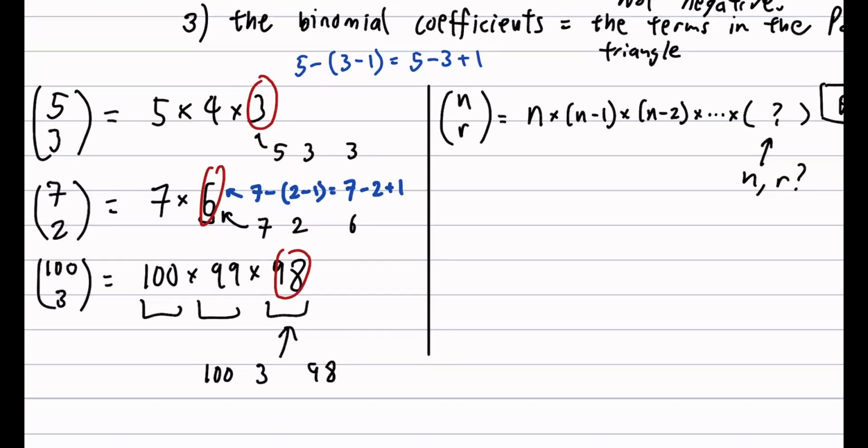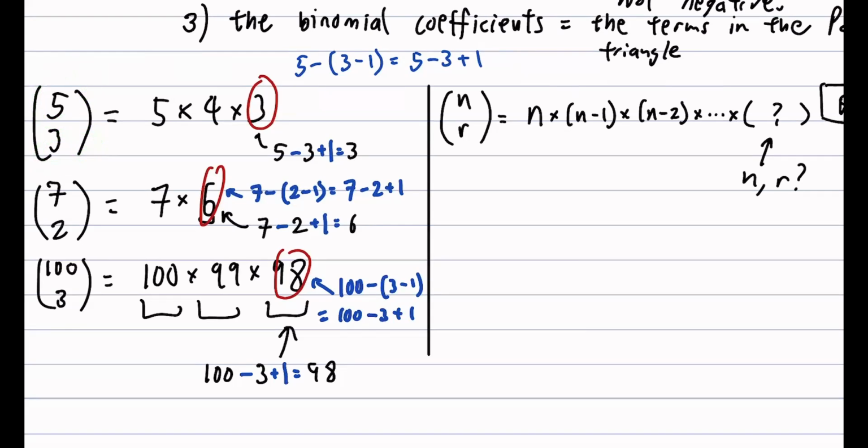How about 98? It's 100 minus away 3 minus 1, right? Which is just 100 minus 3 plus 1. Okay, so it's always big number minus small number plus 1. Make sense? Big is the top, small is the bottom.